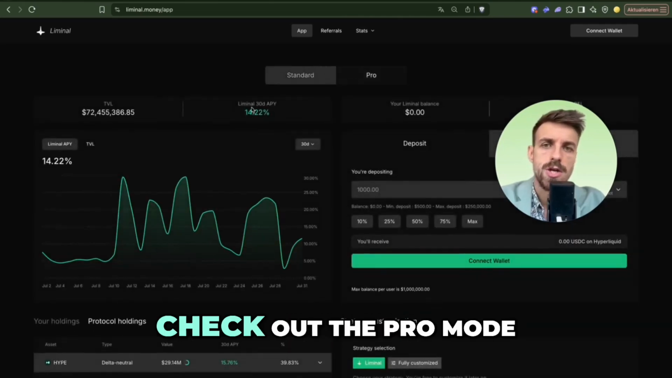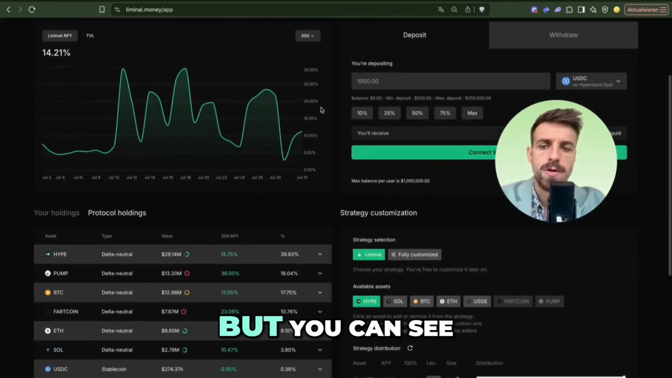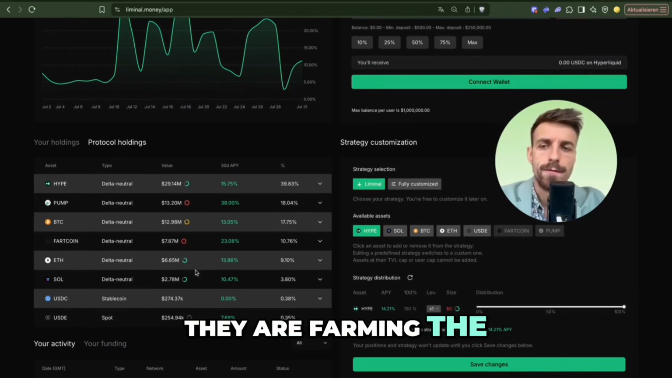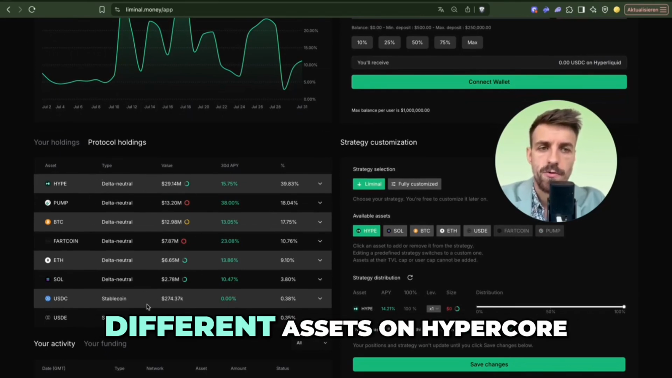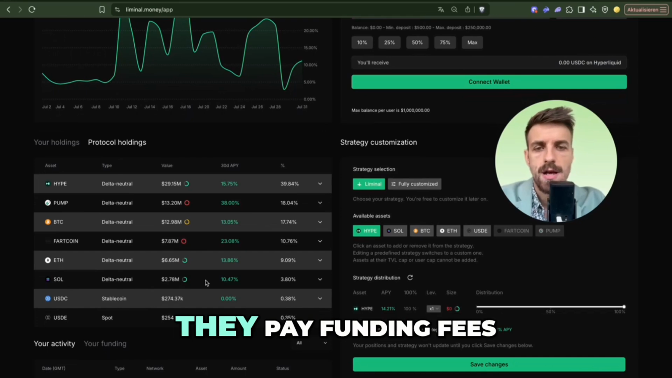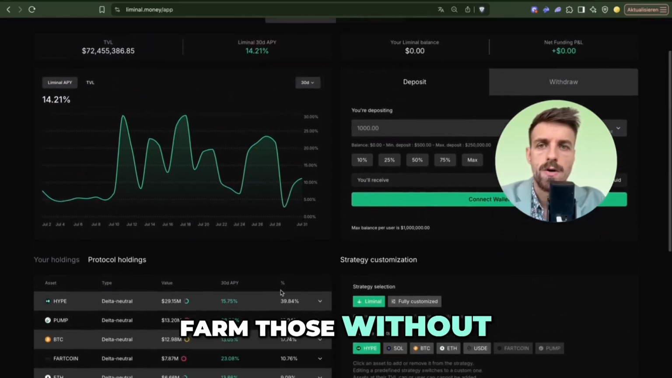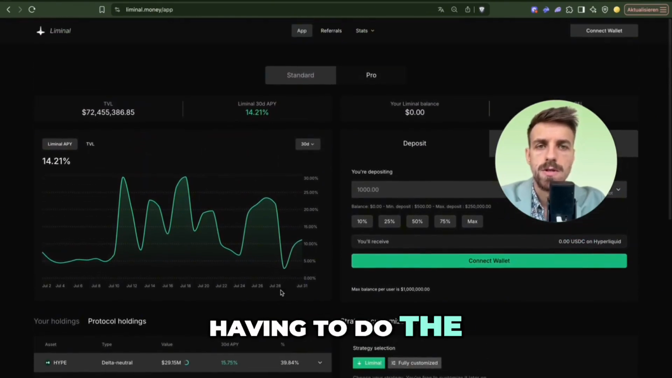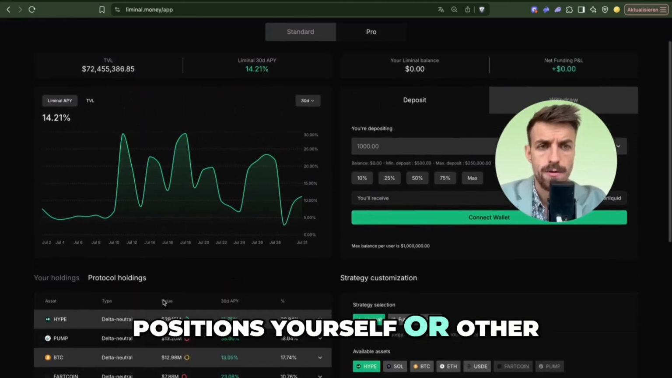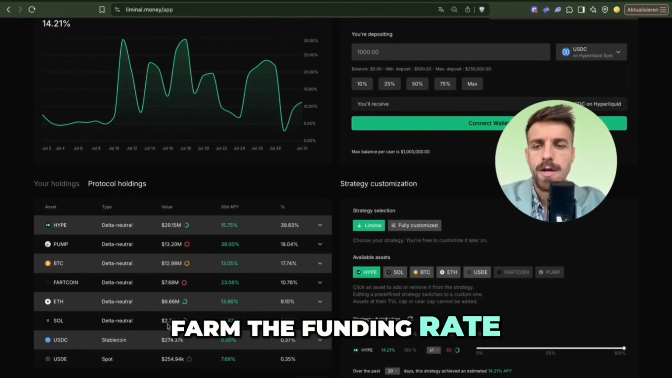You can also, of course, check out the pro mode, and there are a lot of different things you can do, but you can see here basically what they are doing. They are farming the funding rates on those different assets on Hypercore. So perp traders pay funding fees, and you get to farm those without having to do the stuff yourself. You don't have to put on short positions yourself or do other things to farm the funding rate.